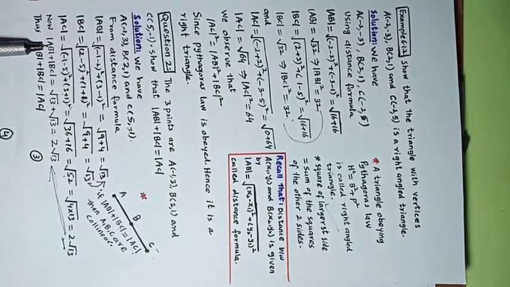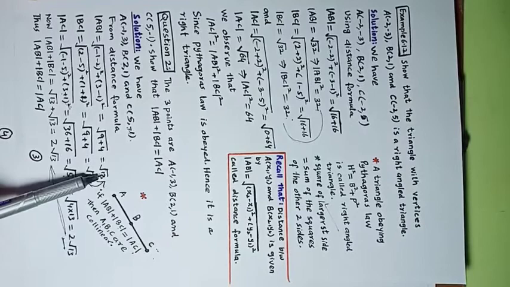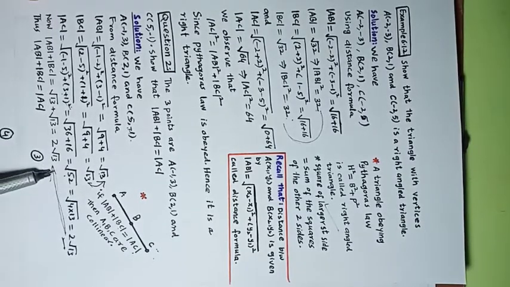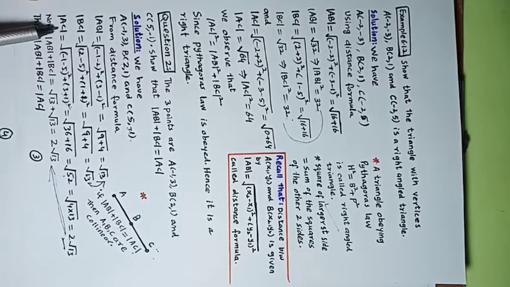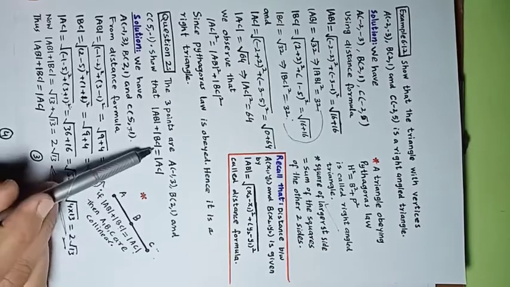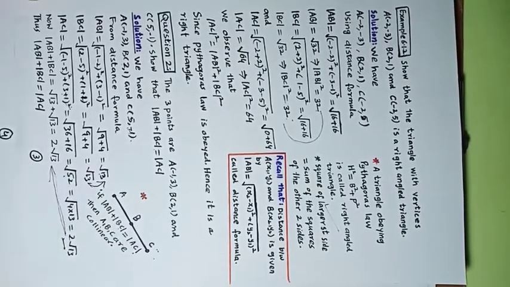Now AB modulus plus BC modulus. This is AB modulus, this is BC modulus. Adding up these two, we get 2 square root of 13. But you observe that 2 square root of 13 is here, which is equal to AC distance. Thus we observe that AB distance plus BC distance is equal to AC distance, and the condition is absurd.